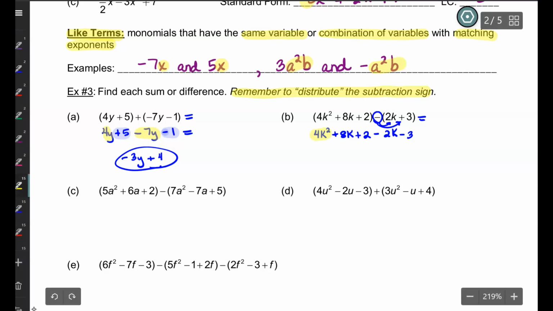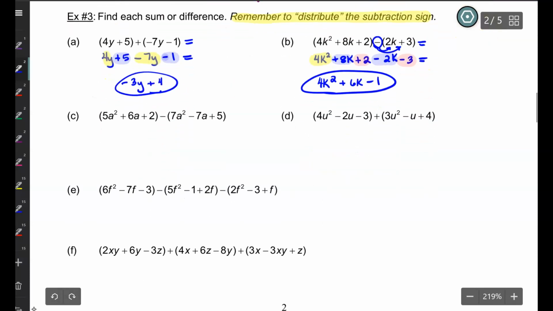Now, 4k squared, I don't have any other term with a k squared, so I'm going to leave 4k squared by itself. Next, I see a plus 8k and a minus 2k, so I'm going to combine those. That'll be a plus 6k. And lastly, I have a plus 2 and a minus 3, so combine those, and that's going to give me a -1. And that's my answer.